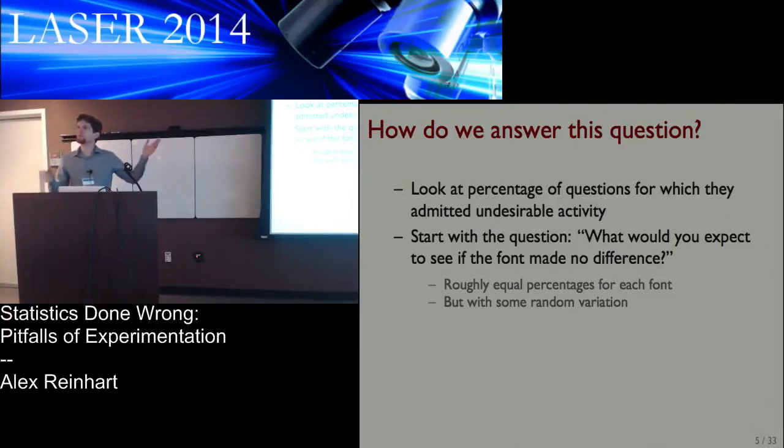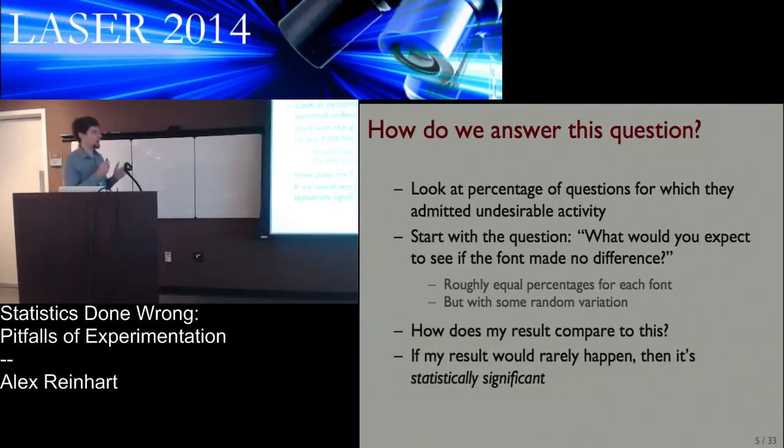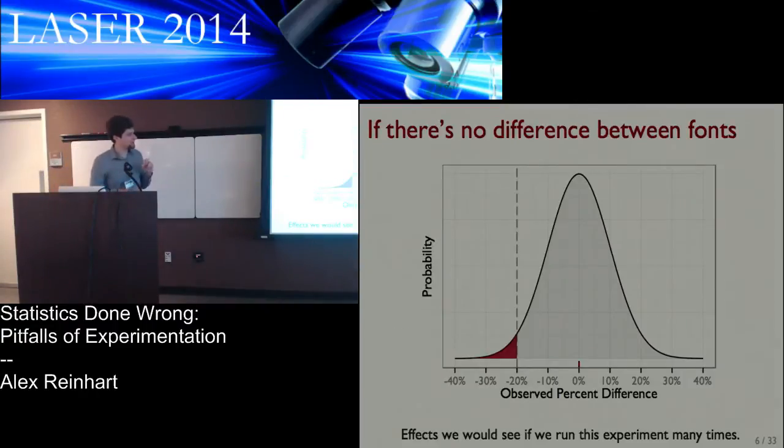So you'd assume that if font didn't matter, you'd get roughly equal percentages for the two groups, but with some random variation. Like we said, with a larger sample size, that random variation would be much smaller. So first, once you collect actual data, you compare your result to what you'd expected if font didn't matter. And if your result is very different from what would happen if font didn't matter, then you say, well, clearly font must matter. And let me illustrate that graphically.